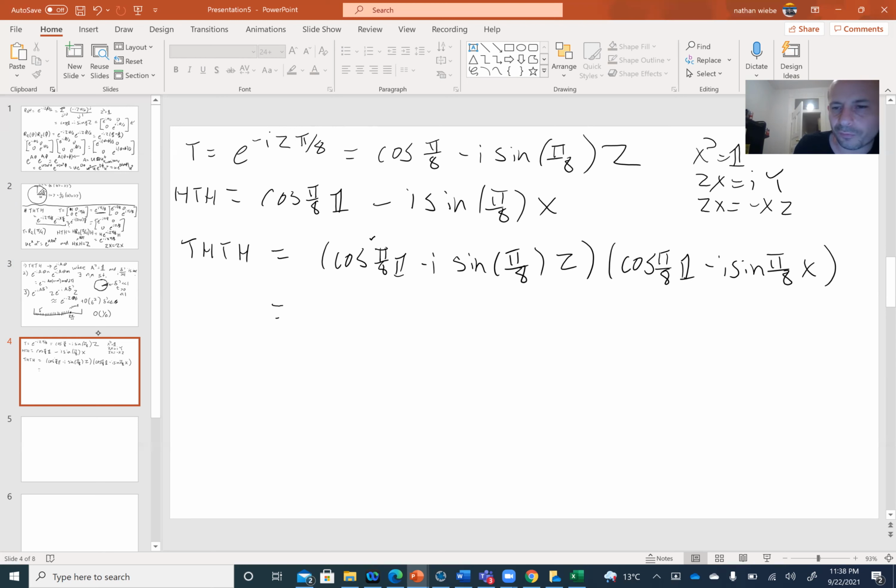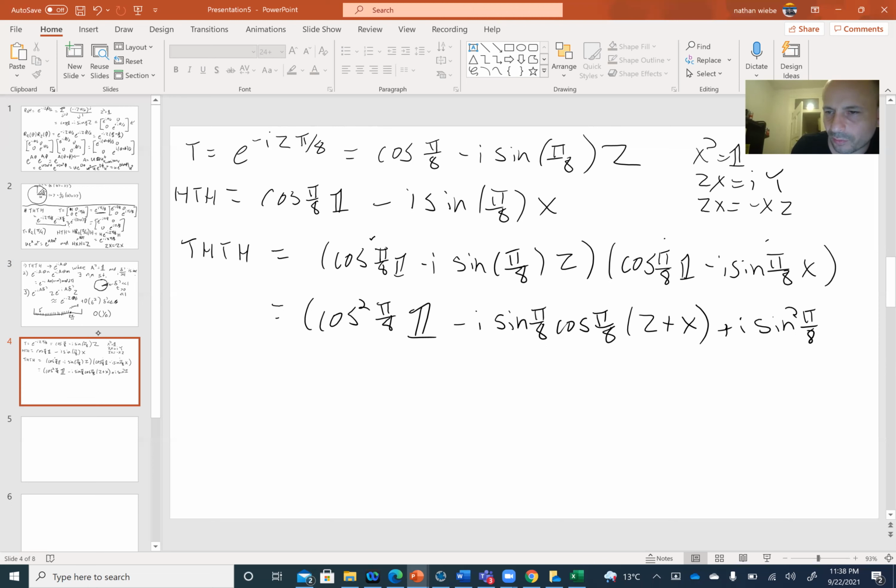Going through and just multiplying the first term times the first term, and then the first term times the second term, like we ordinarily would do, this gives us cosine squared of pi by 8 times identity, then minus i sine pi by 8 cosine pi by 8 times Pauli Z plus X, plus i sine squared pi by 8 Y. The reason why it's Y here is just using this part of the multiplication table for X and Z, and so we get that expression.